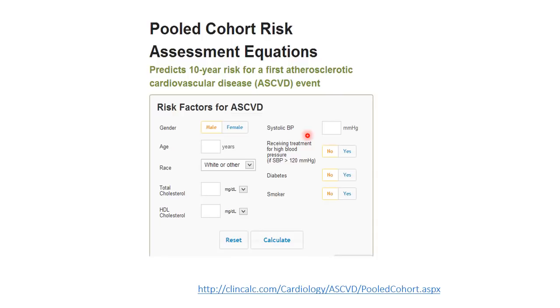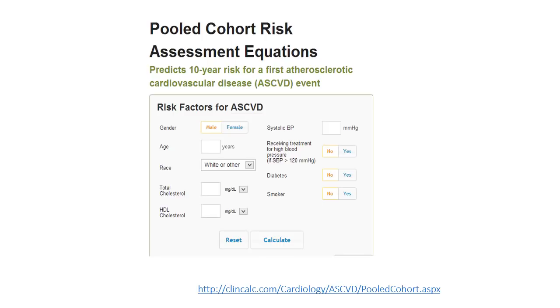Systolic blood pressure, obviously the higher that is, the more likely you would think that it would be a risk factor there. Are they on treatment for blood pressure, right? Even though they may have a normal systolic blood pressure now, if they're on treatment for it, that is a risk. They have diabetes, they're a smoker, and then their cholesterol, and then their HDL, right? Race can also play a role here as well, along with age. So you put all this in, and again, I'm not going to have you calculate it specifically, but you put all this stuff in, and then it will pump out basically a number.